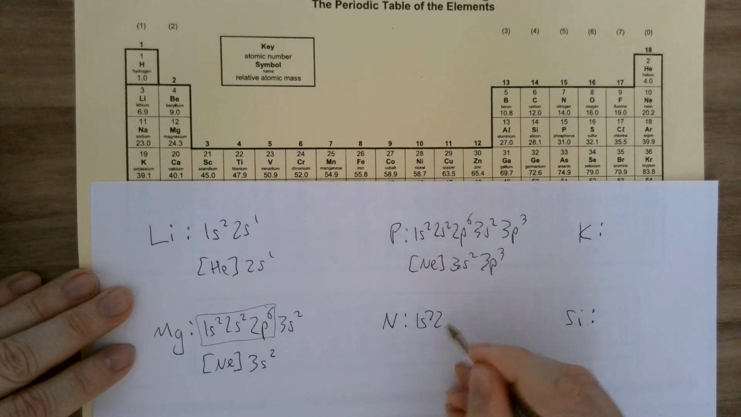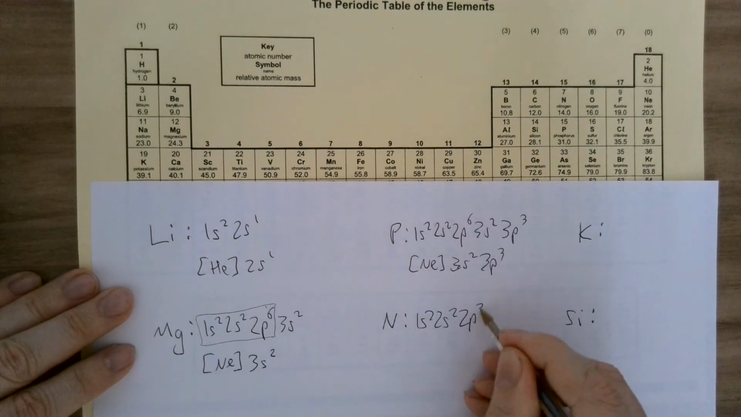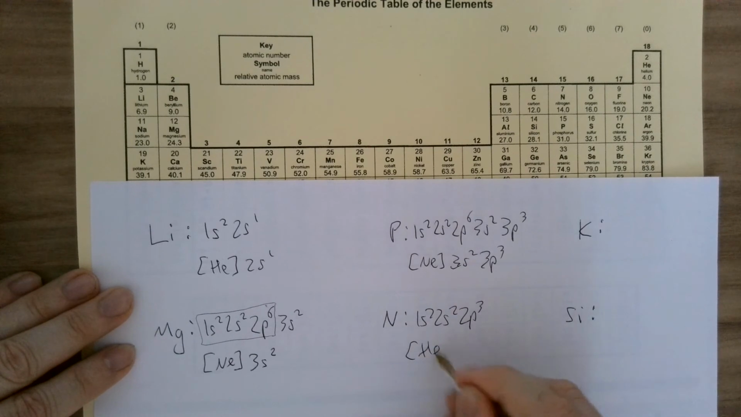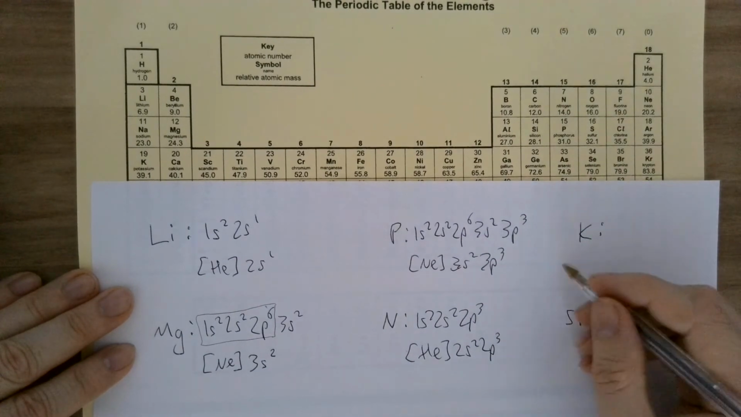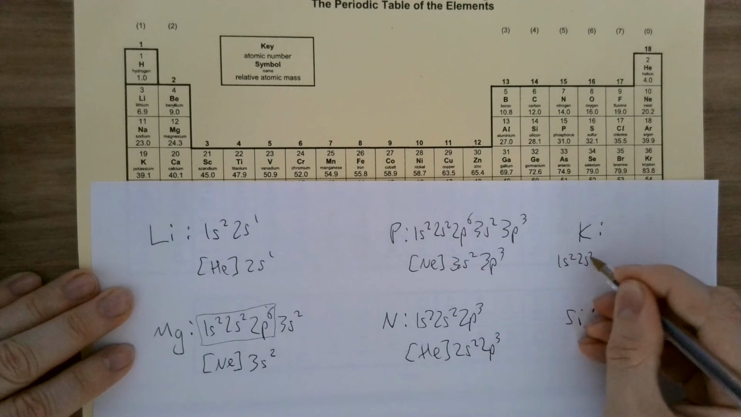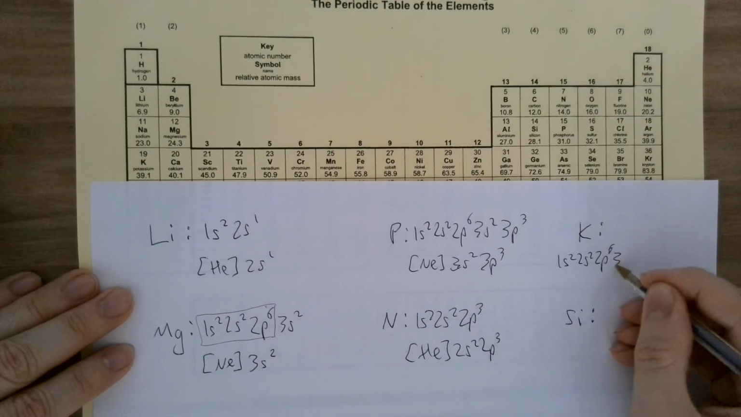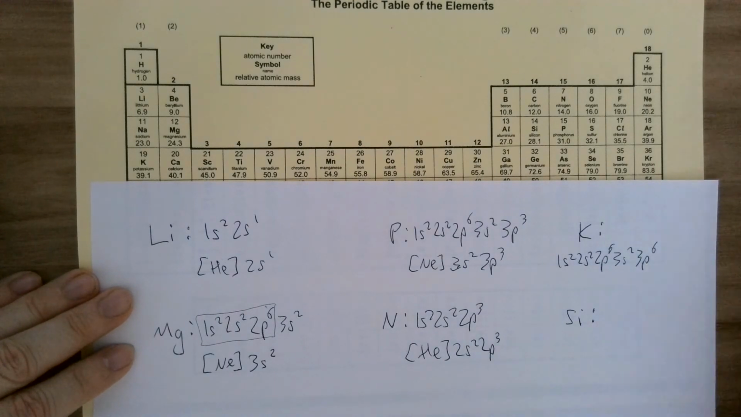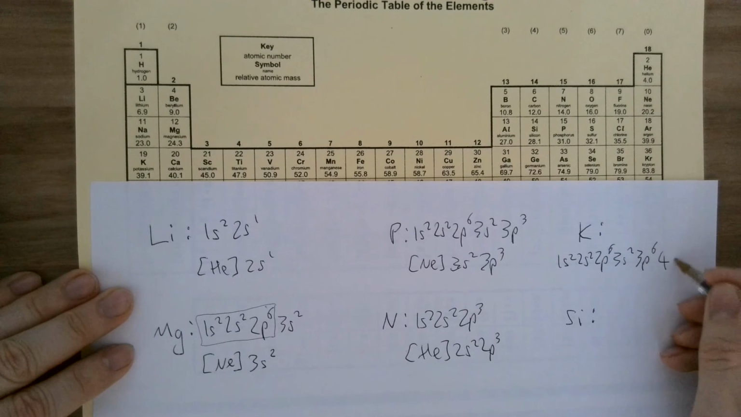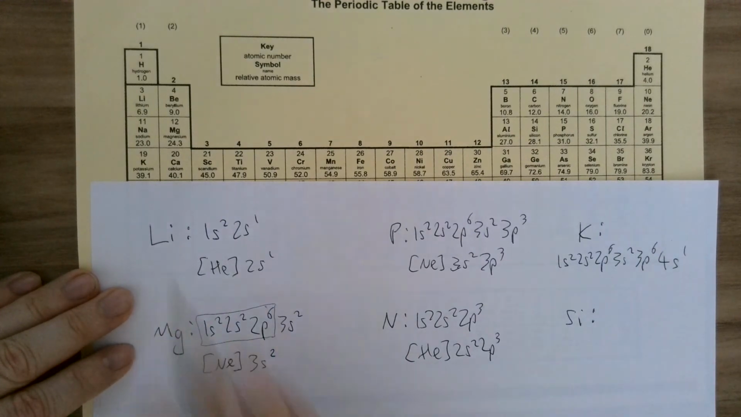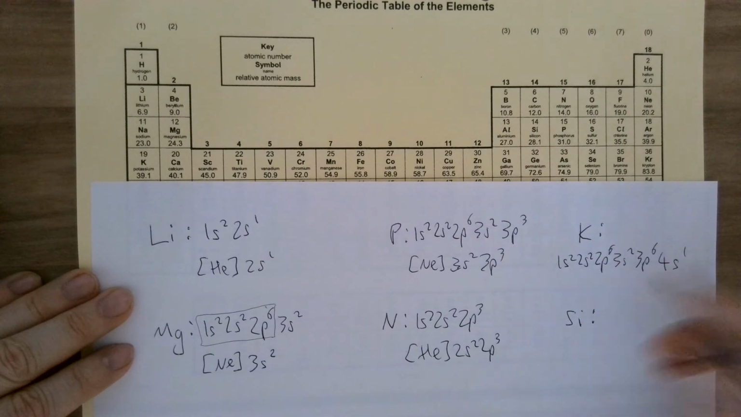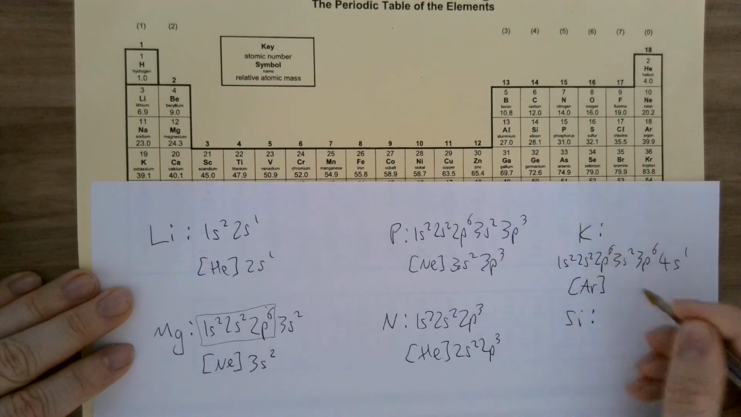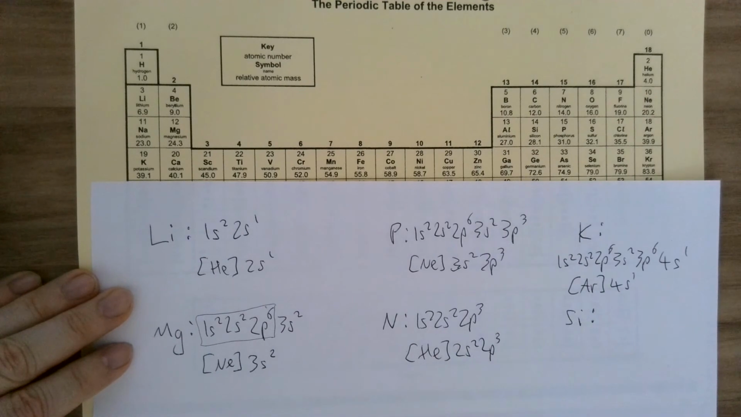Nitrogen will be 1s2, 2s2, 2p3. Its noble gas configuration would be helium with an extra 2s2, 2p3. Potassium's a long one here: 1s2, 2s2, 2p6, 3s2, 3p6, and then as 4s comes before 3d, as 4s is lower in energy, 4s1. Potassium's 19, before that is argon, so this will just be argon with an extra 4s1.